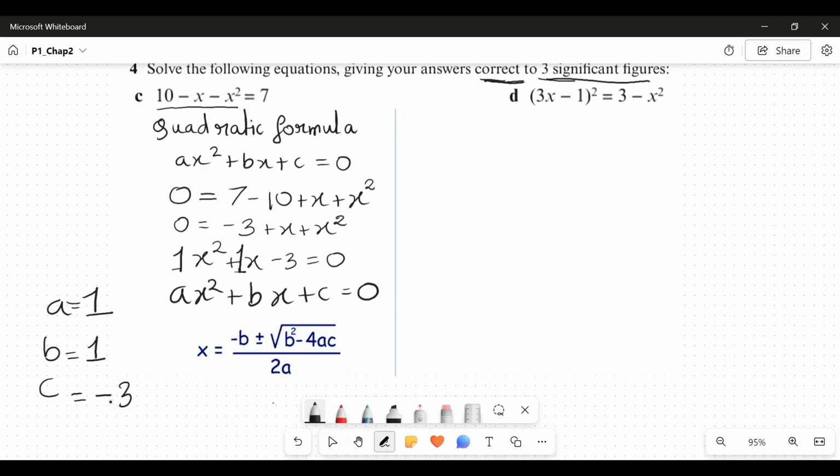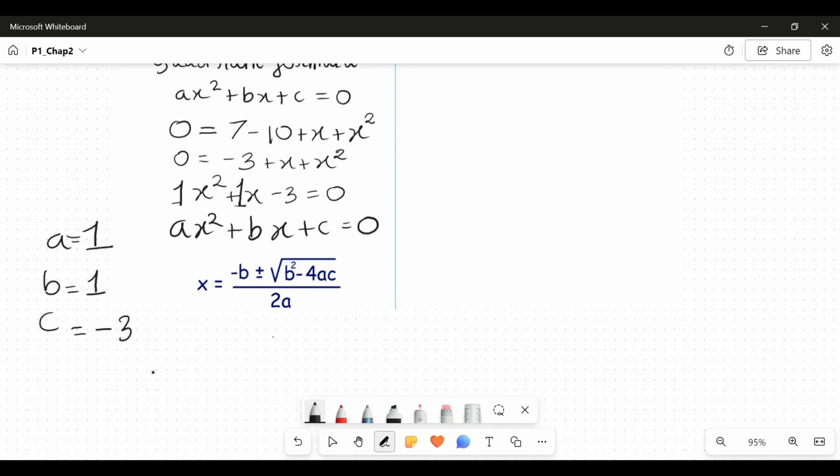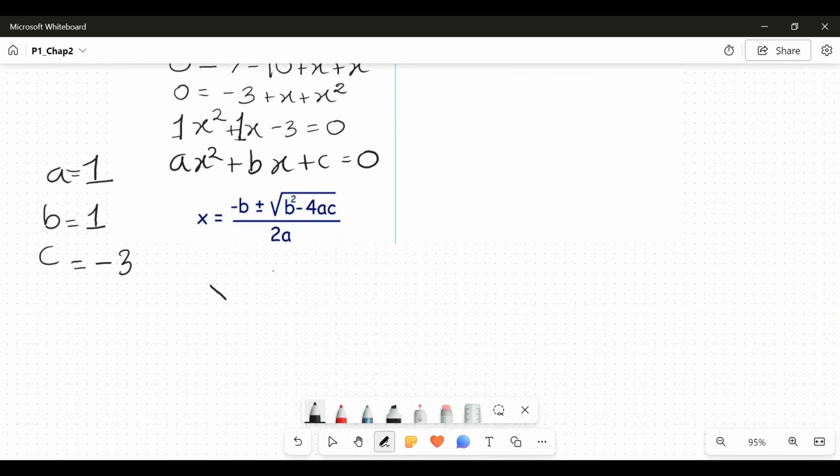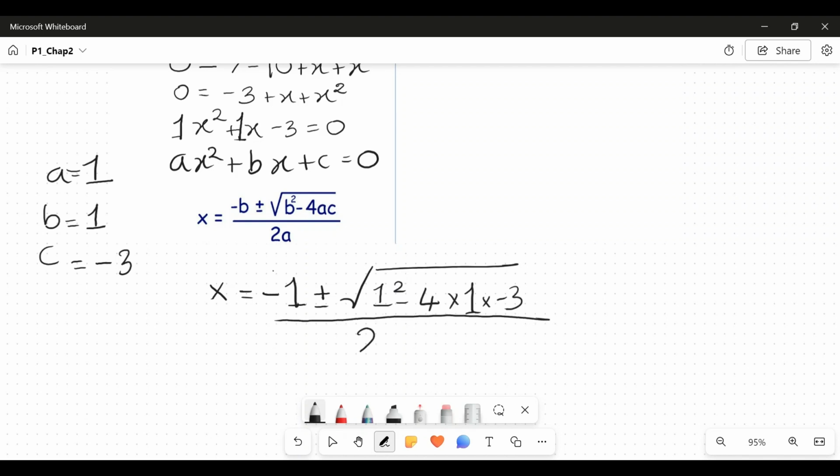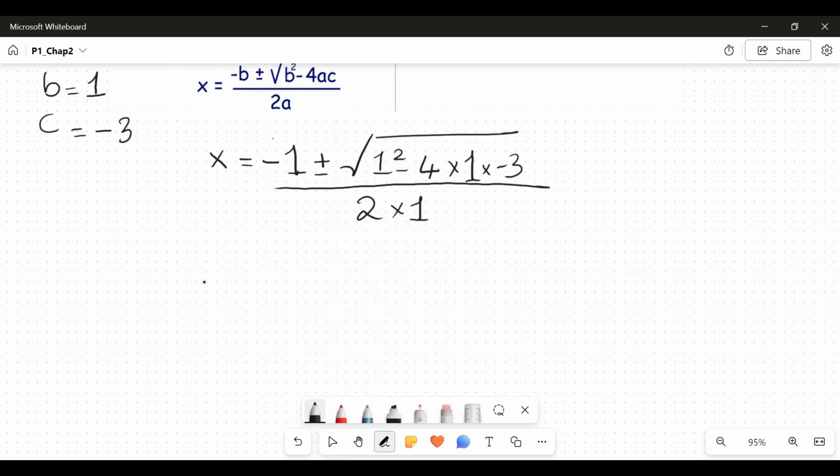So now we have found our values of a, b, and c. We can substitute those numbers in the equation. So x equals minus b, so that's minus 1, plus or minus square root of b squared, which is 1 squared, minus 4 times a, which is 1, times c, which is minus 3, divided by 2 times a, which is 1. Let's simplify this.